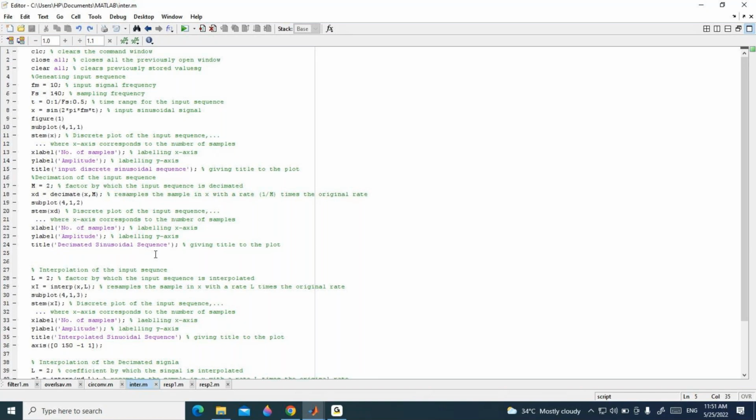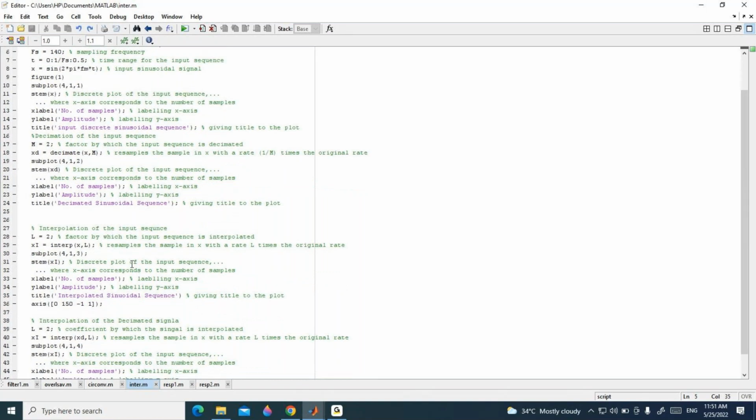Similarly, the original sequence is interpolated by a factor of L equal to 2 here. So we have selected L equal to 2 and xi is equal to interp(x, L). Here x is the original signal. So how to get this interpolation by a factor of 2? That is by inserting 2 minus 1 samples. 2 minus 1 means 1 sample between adjacent samples. You can get the interpolation by a factor of L equal to 2. Now, after interpolating, we plot this interpolated signal by using subplot(4,1,3), stem(xi), and for this the x label is number of samples, y label is amplitude, and the title is interpolated sinusoidal sequence.